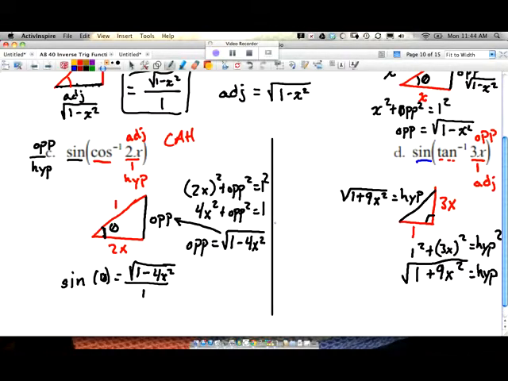Now they're going to ask us for sine. Here, sine. So sine theta is going to be the opposite over the hypotenuse, which is 3x over the square root of 1 plus 9x squared.